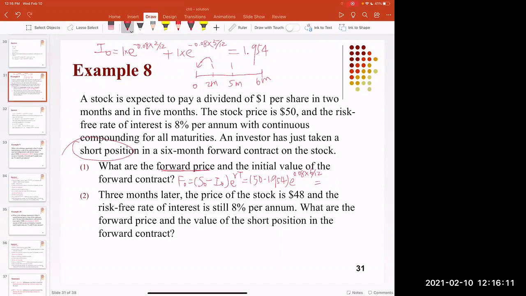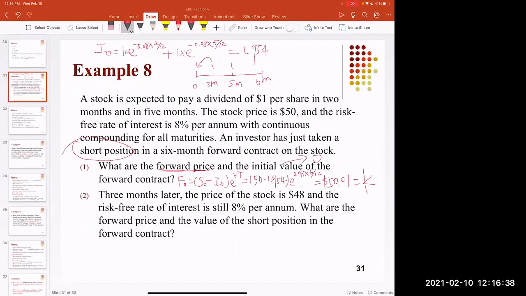What did you get? I got $50.01. Yes, that's correct. 50.01, okay, $50. Yeah, the initial value is 0. Okay, so that's also the forward price at time 0. This is the delivery price, right? So that's what you need to know.